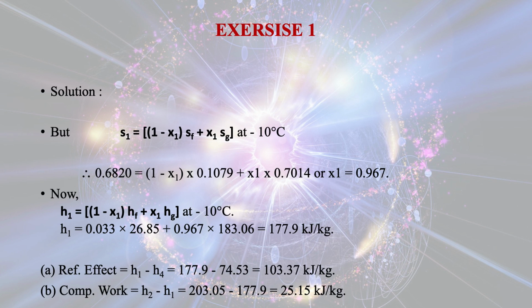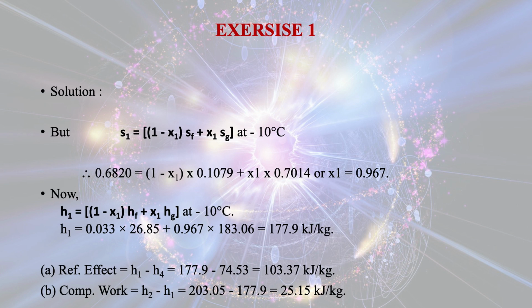Now you can calculate H1 because you have already calculated the dryness fraction at the point 1. So H1 is equal to (1 minus x1) Hf plus x1 multiplied with Hg corresponding to the low temperature, that is -10 degrees centigrade. So if you calculate H1, that comes out to be 177.9 kilojoule per kg. So the net refrigerating effect is equal to H1 minus H4.